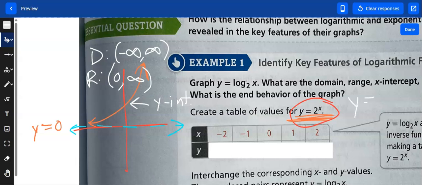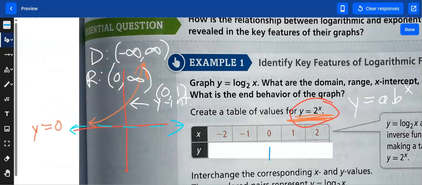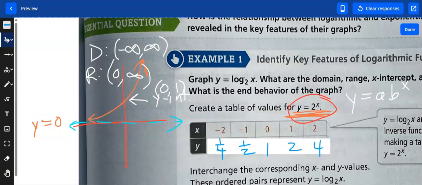Remember we said y equals ab to the x. The a value, the value that's in front of the 2. Oh yeah, that's a 1. Right. So this is the coordinate 0, 1. Yes, I know, folks. We can go through and make a table and have a 1 and a 2 and a 4 and a 1/2 and a 1/4. We can do all that. We know how to type on a calculator.